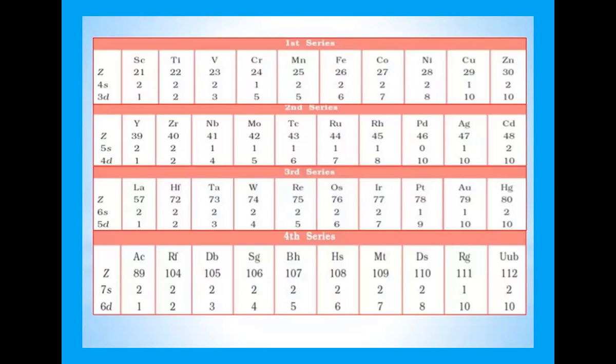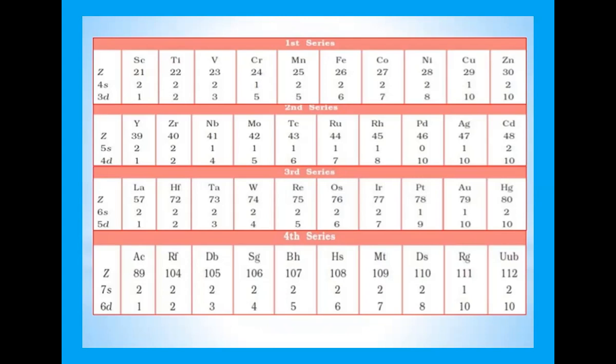The elements have already been given with atomic numbers from 21 to 30, scandium to zinc. In scandium, 21, two electrons enter the 4s orbital and one is in 3D. Like that, the number of s electrons and d electrons present in each element, scandium, titanium, vanadium, chromium, manganese, iron, cobalt, nickel, copper, and zinc respectively, which belong to the 3D series, are also given here.